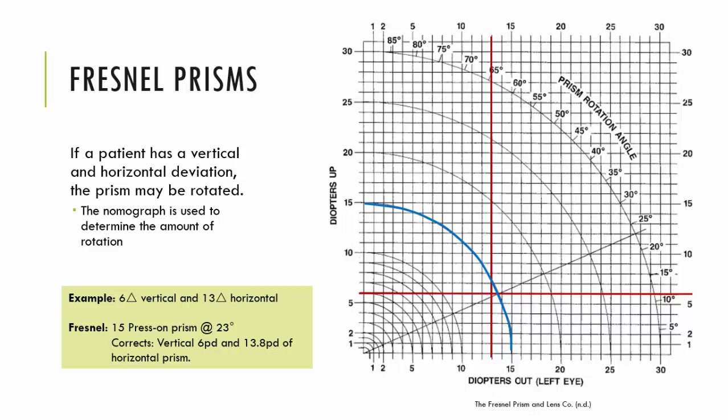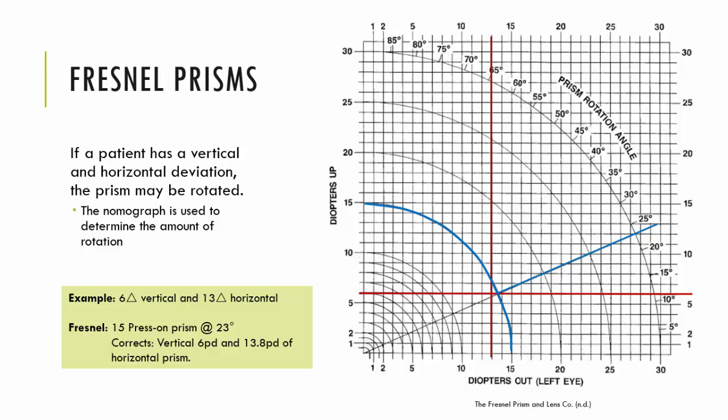The next question we have is at what angle, at what degree do we put this Fresnel in order to achieve 6 diopters vertical and 13 diopters horizontal correction. To do this, we now take the lowest component of the intersection, so here's the highest and here's the lowest, and we draw a line through the rotation angle. And what we have is that the prism needs to go through 23 degrees or be placed at 23 degrees in order to correct the deviation.